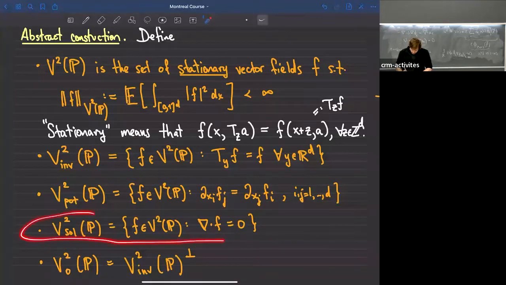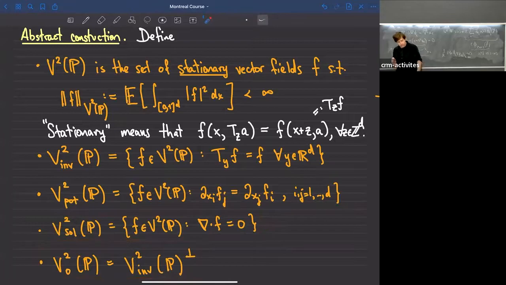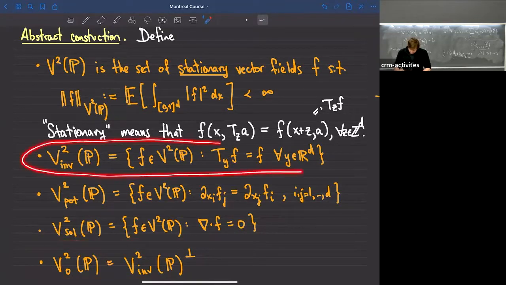Finally, almost finally, we have these solenoidal guys. And I want to define this thing, which is the orthogonal complement, the perp, of the invariant guys. In the case that this invariant set contains only constants, then the probability measure is ergodic. That's if and only if. And in that case, this thing would be the set of mean zero functions.